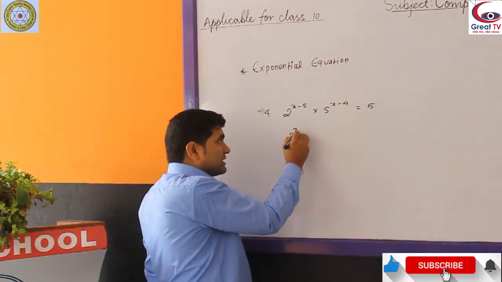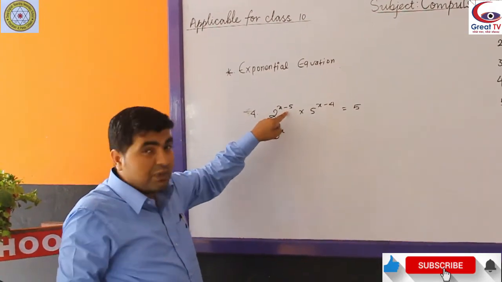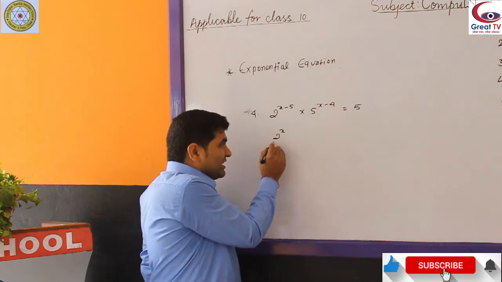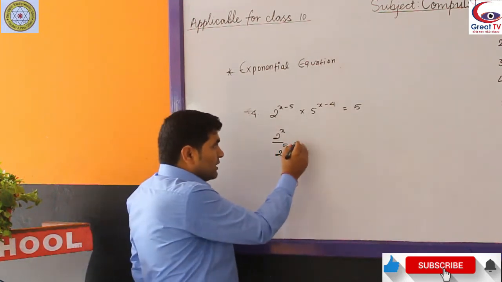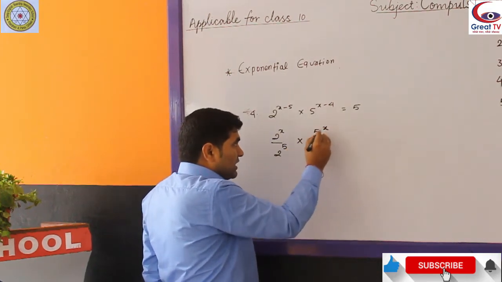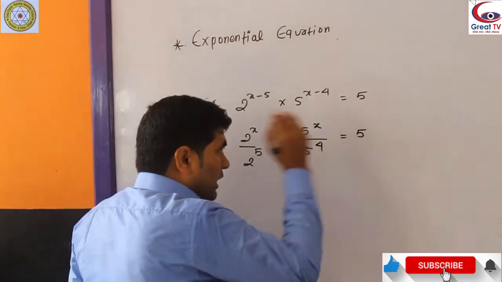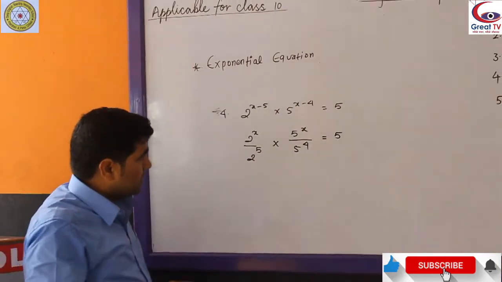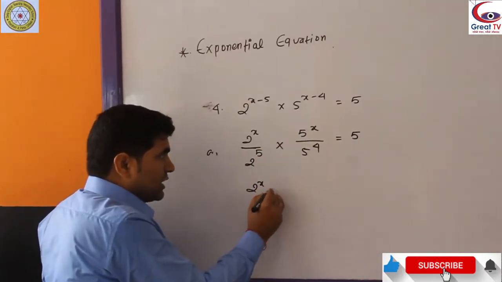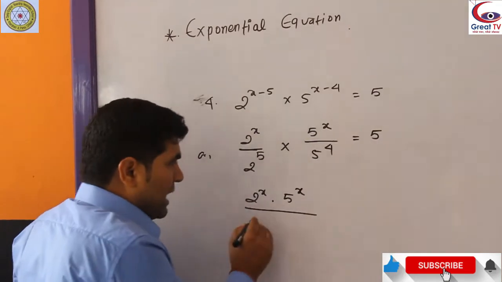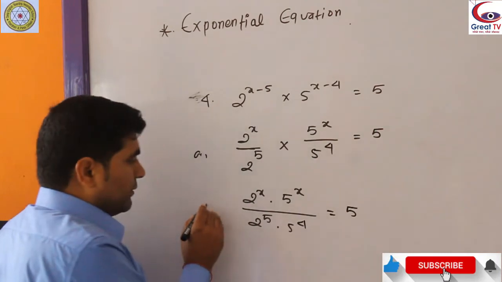Now 2^(x-5), there is already a minus sign. When we break this power, we can put a divided sign between them: 2^x times 5^x, divided by 2^5 times 5^4, equals 5.